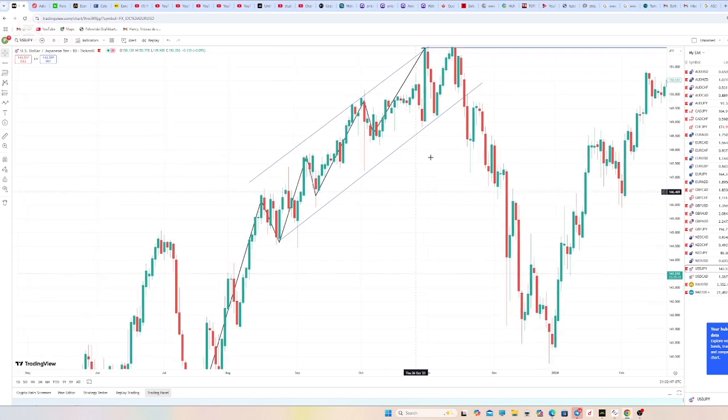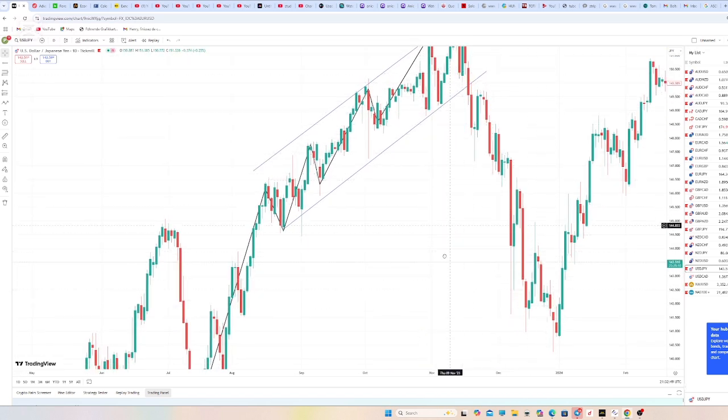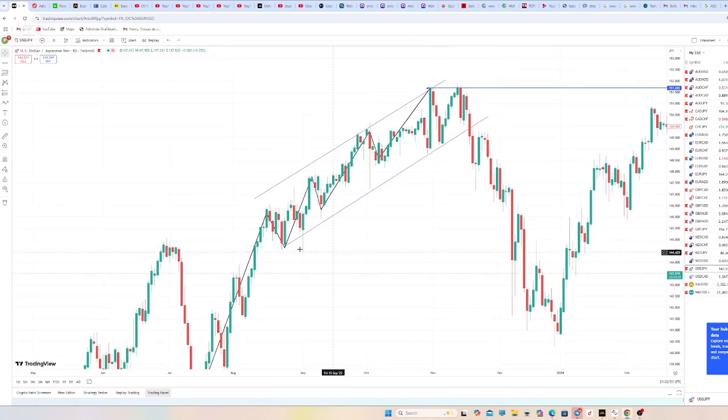What happened? It pushed price all the way down. So if you want to check the confluence, we have an ascending channel, which is 1 confluence. We have a double top, which is 2. We have price moving in a structure on its own, which is a confluence, which is 3.